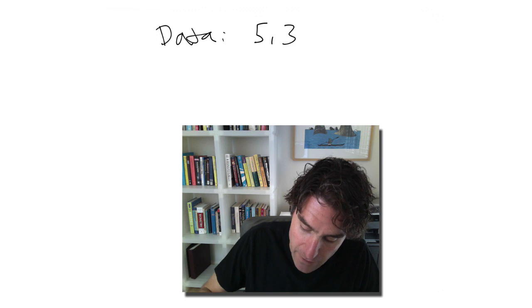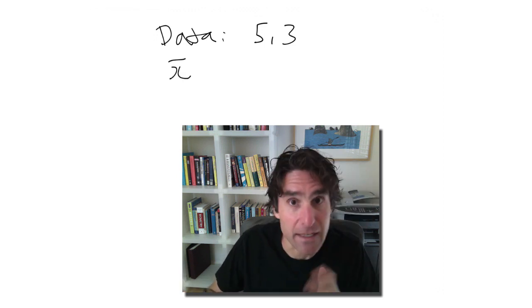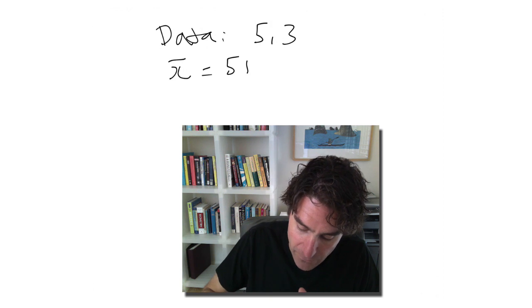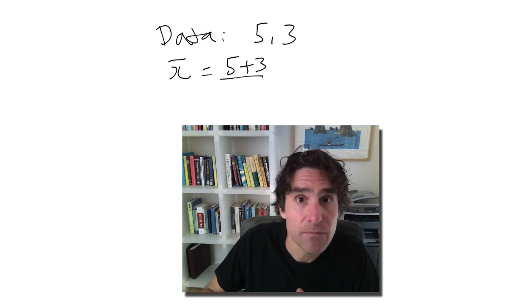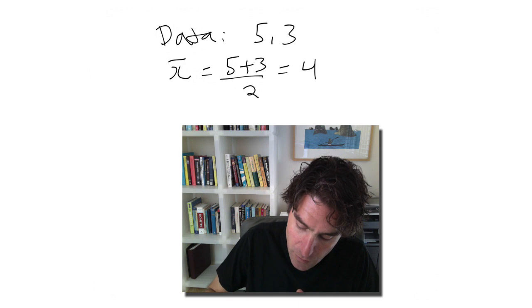So we have two types of means. One is for data, and one is for random variables. So for data, let's suppose that we rolled a 5 and a 3, so our data would be 5 and 3. The average of that data, x bar, would be 5 plus 3 divided by 2, which is 4.